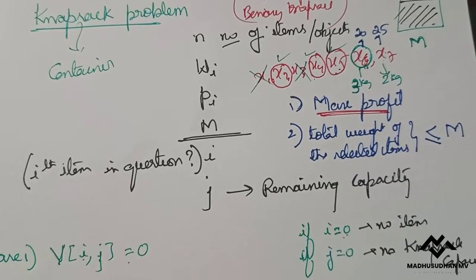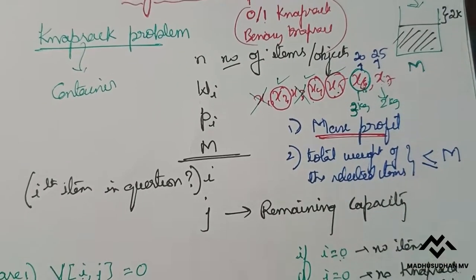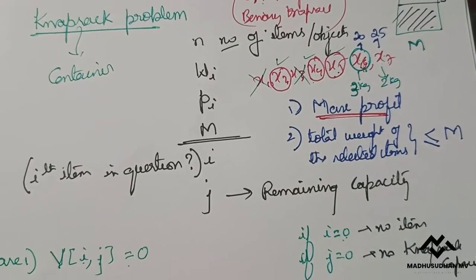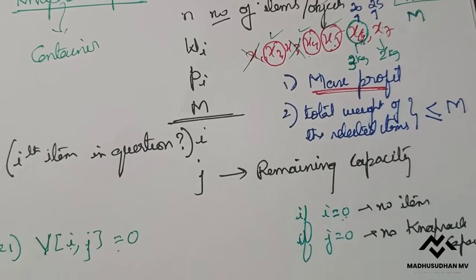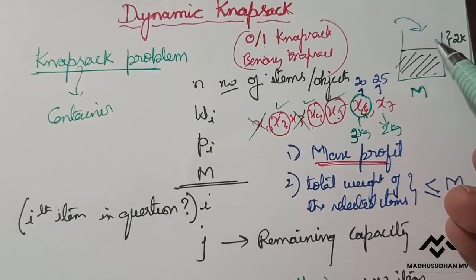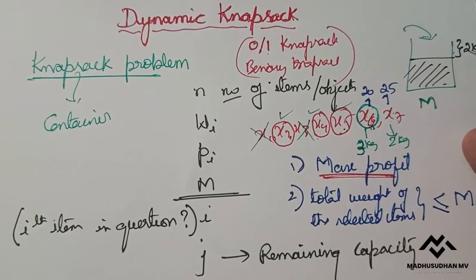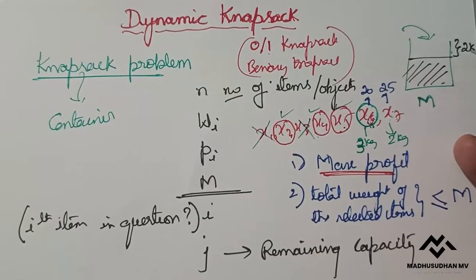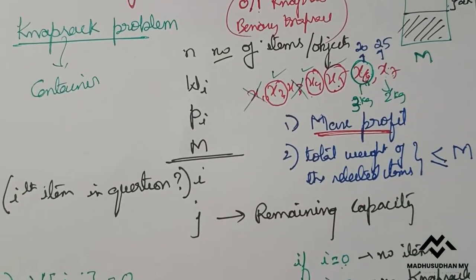See, this item I am not taking, so will I get any different value? No, I will get the same value V. Since this item I am leaving, I am writing I minus 1. Since I am not taking this item, does the remaining capacity remain the same or change? If I include this, it has to change. But since I'm not taking it, the remaining capacity 2 kg remains as it is. So J remains as it is.